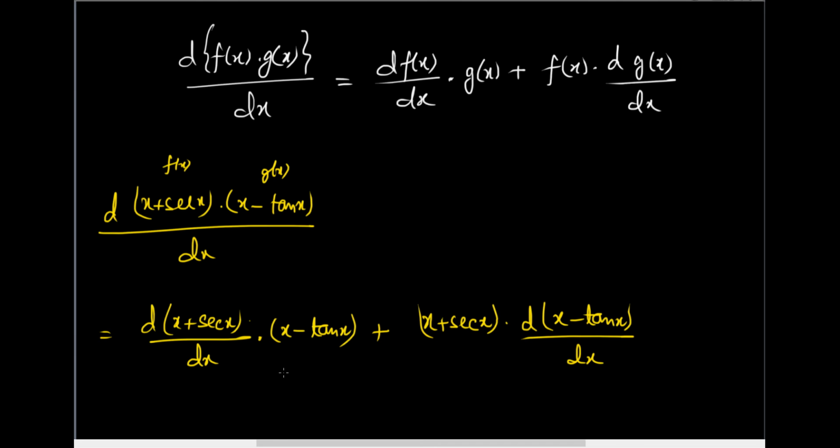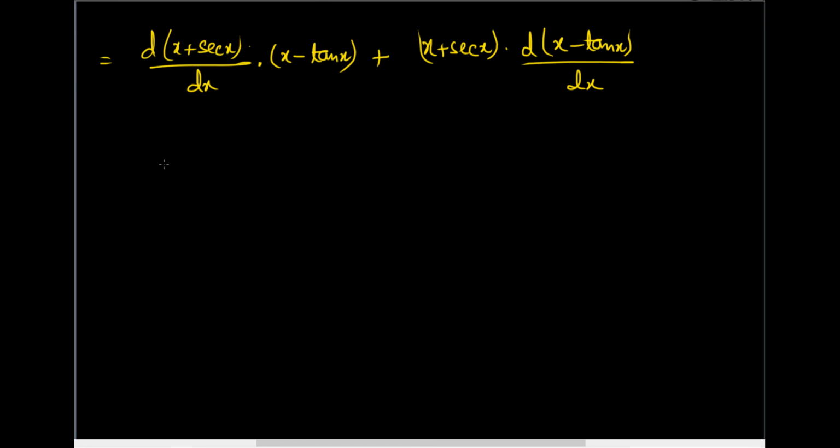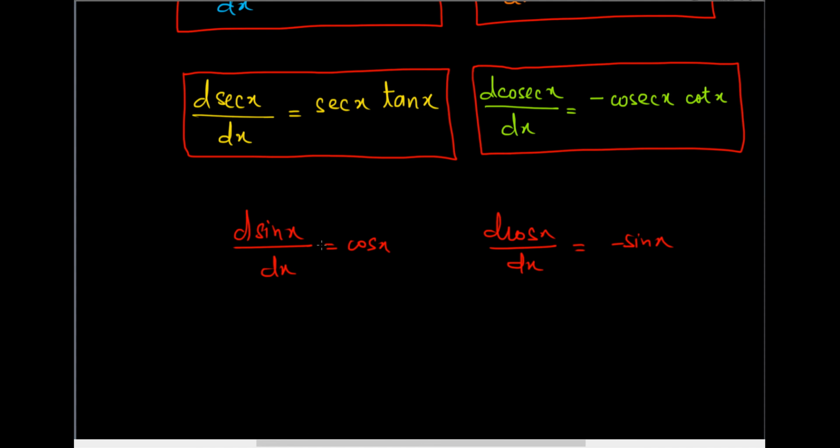This is the application of the product rule, and we just replace f(x) by x plus sec x and g(x) by x minus tan x. Now we will differentiate it step by step. First, x plus secant x. The derivative of x is 1. Then there is a plus sign, so we copy it there, and the derivative of secant x, as we saw in the formula, is secant x times tan x. You see from here, the derivative of secant x is secant x times tan x. So we will use this result.